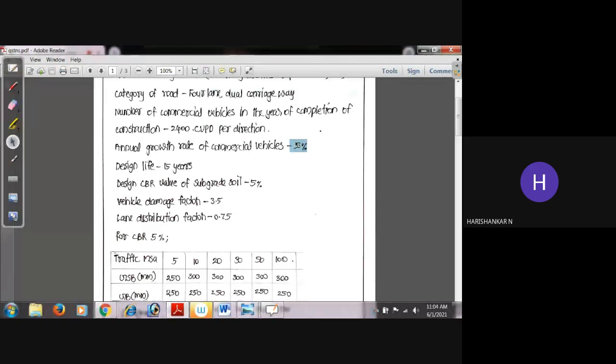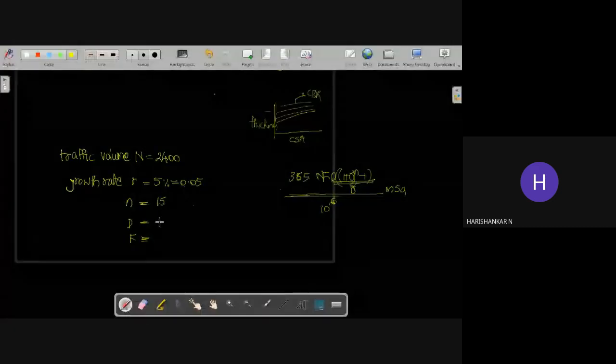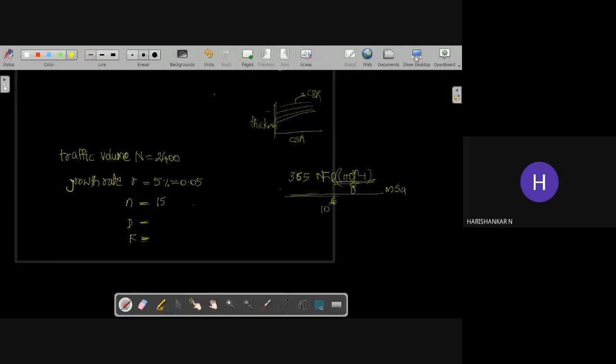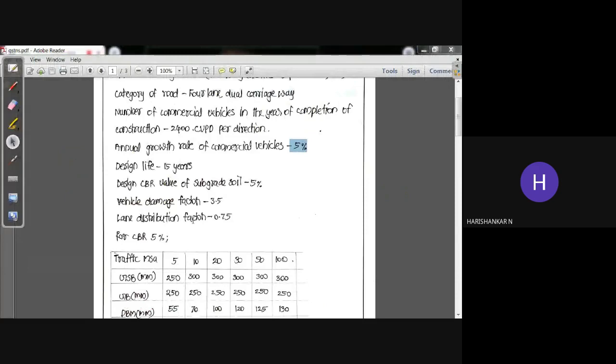Substitute and find it. D value and F value are not given. Okay, it's given. The vehicle damage factor and the lane distribution factor are given. So 3.5 and 0.75. You can substitute.